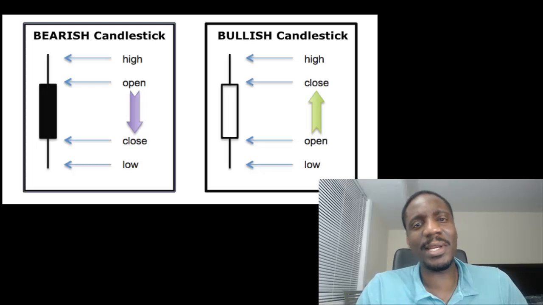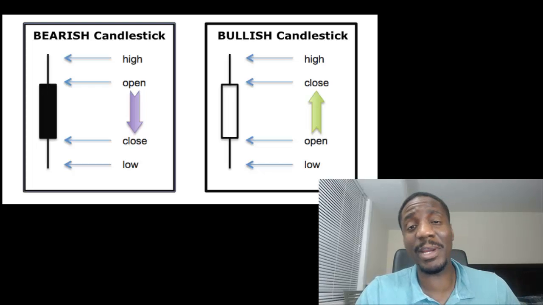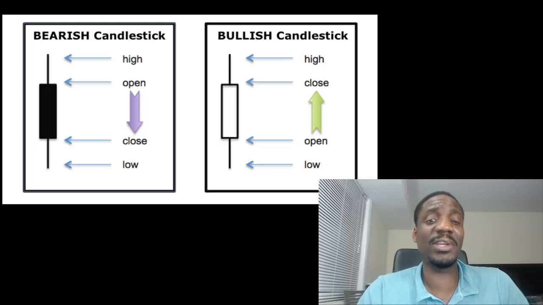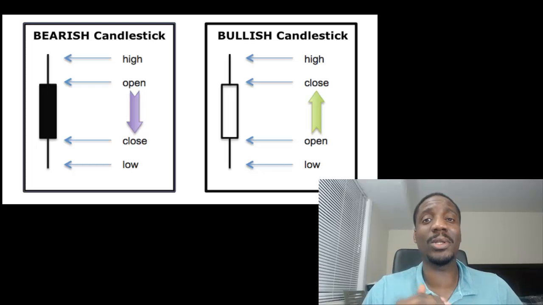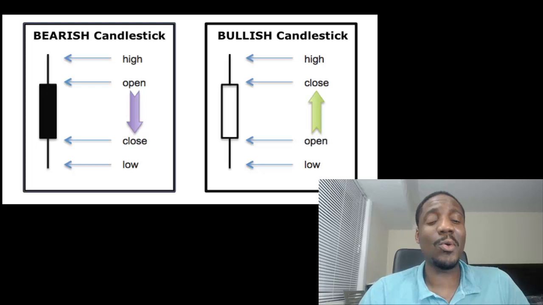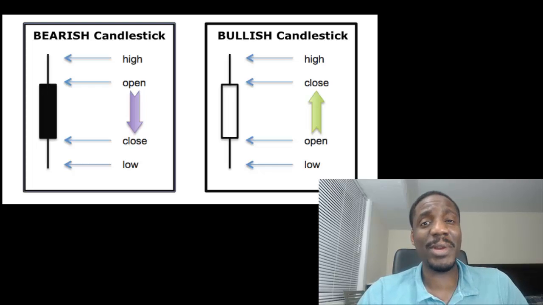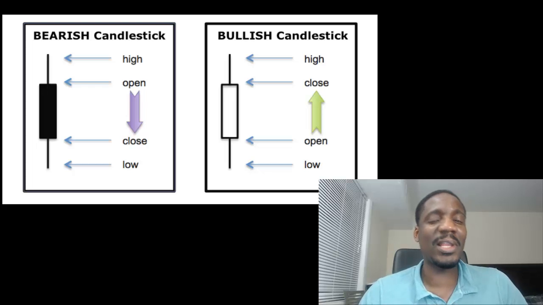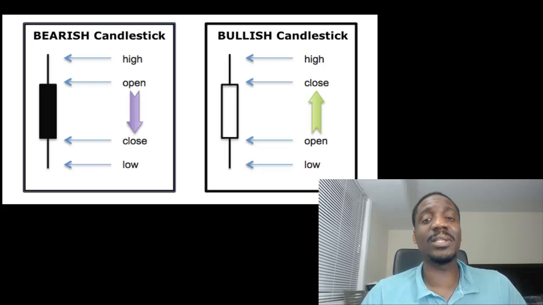I have on the screen right now two different types of candlestick, a bullish candlestick and a bearish candlestick. Now, the bullish candlestick, as you can see, is the one that's clear in the middle. And that usually means that the price opened on a low and then went up and closed on a high. And as you can see, the open is the bottom edge of the rectangle and the close is the top edge of the rectangle. And the top of the line is the high during that hour, and the bottom of the line is the low during that hour.